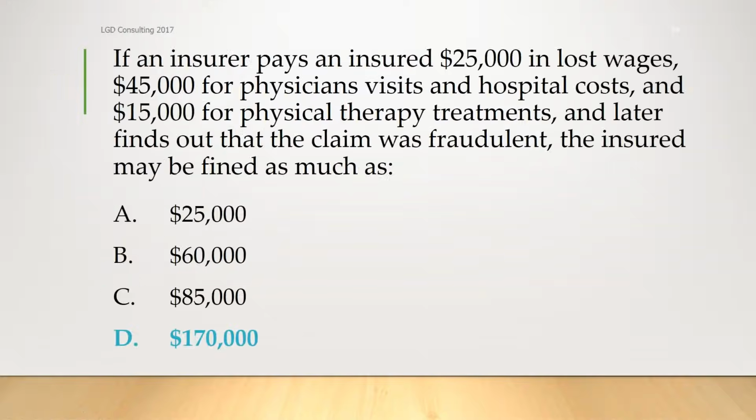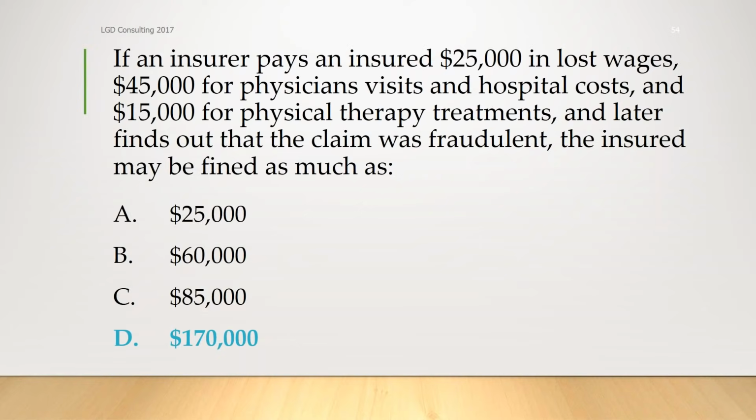If an insurer pays an insured $25,000 in lost wages, $45,000 for physician's visits and hospital costs, and $15,000 for physical therapy treatments, and later finds out that the claim was fraudulent, the insured may be fined as much as $170,000. Where you get the numbers is the submission of a fraudulent claim. Number one, it is a felony. Number two, up to 5 years in prison.